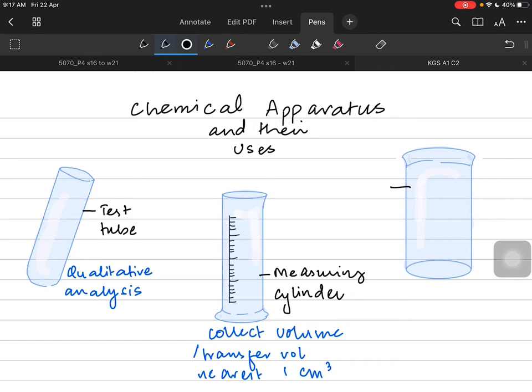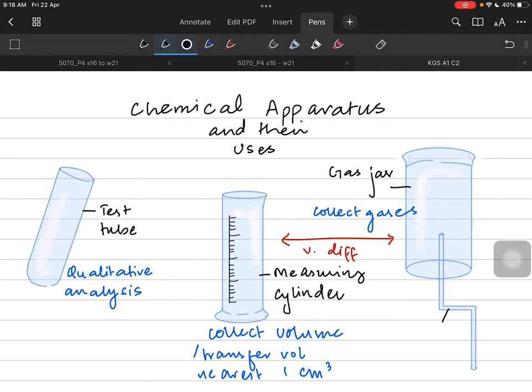So it measures values like 11 or 12 or 13, but not with decimal places. A gas jar looks like a measuring cylinder, but it's not. It's much wider, much broader, and it's used for collection of gases based on upward delivery or downward delivery. They are very different. Measuring cylinder and gas jar are very, very different.